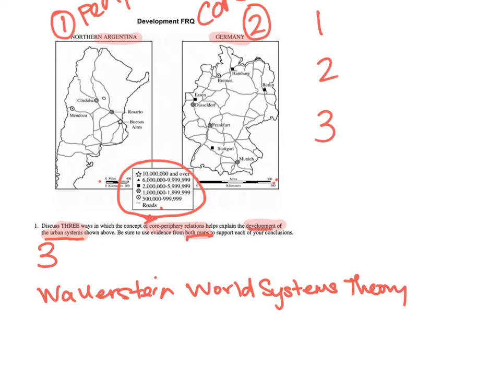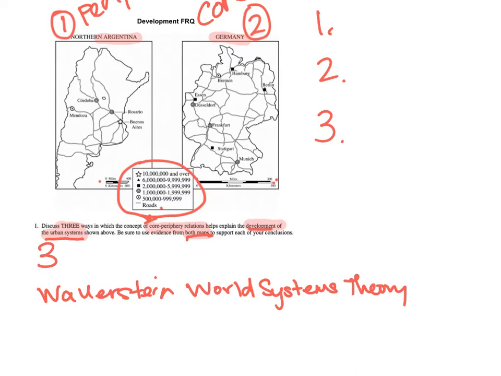So now let me rephrase this. I'm going to discuss 3 ways in which the concept of the relationship between the core and the periphery explains the development of the urban systems that we see in these maps. So the developments of the cities and the developments of the roadways. Be sure to use evidence from both maps to support my conclusions. Okay, so now let's get into these maps.